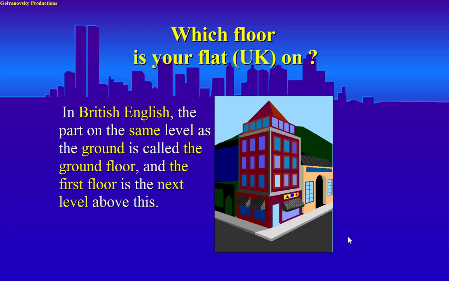Now, in British English, the situation is a bit different. In British English, the part on the same level as the ground is called the ground floor, and the first floor is the next level above this. If you take a look at the picture, you will see that the floor closest to the ground is called the ground floor. And the first floor is what is called the second floor in American English. So be careful, in British English it is a bit different.